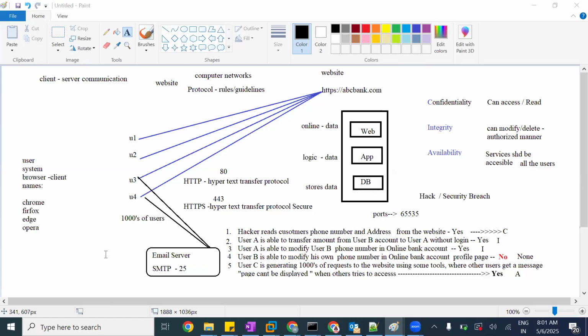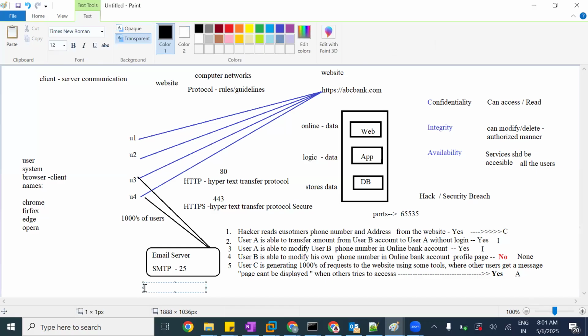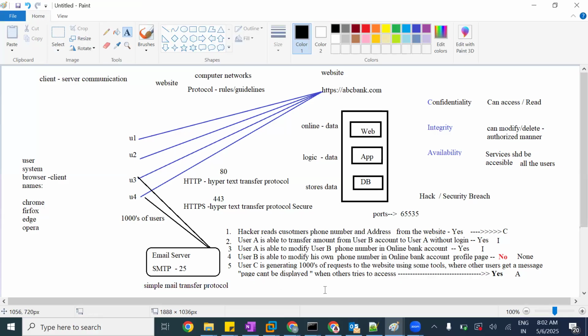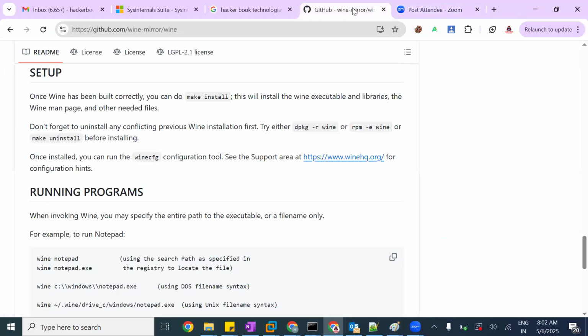Next is the difference between HTTP and HTTPS. How do you confirm whether a web application is using HTTP or HTTPS? Simple Mail Transfer Protocol, okay, SMTP. I'll give you some websites, and you need to tell whether each is HTTP or HTTPS. I have launched GitHub here. Can anyone tell me whether this is HTTP or HTTPS?